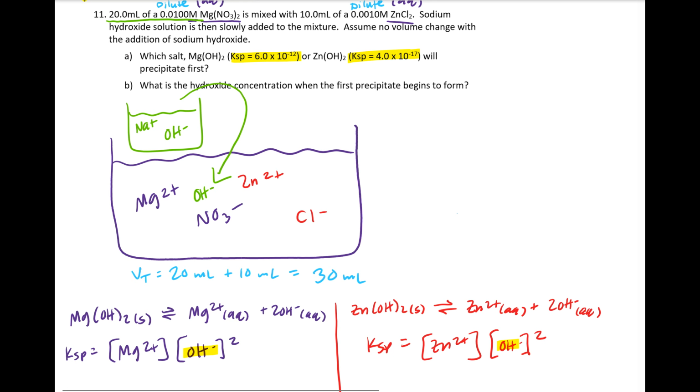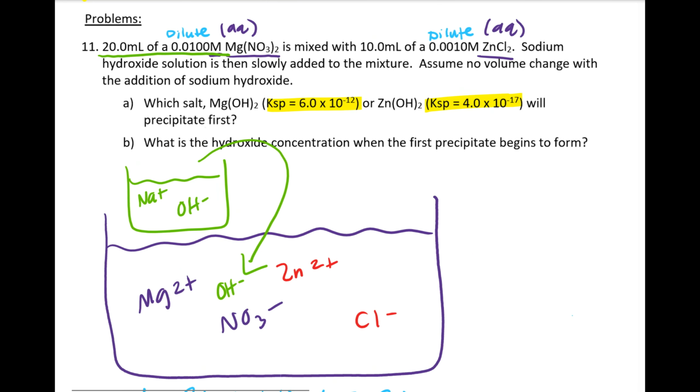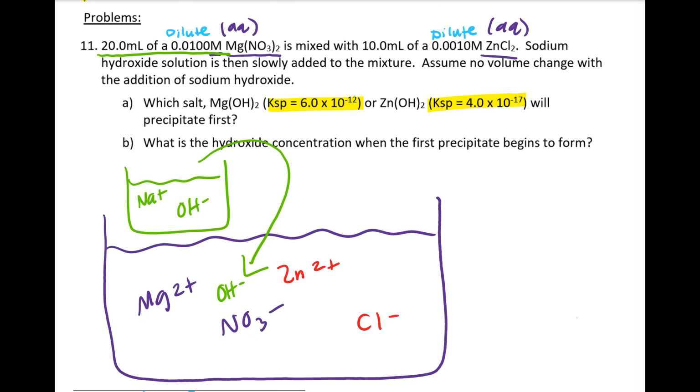But before I can plug the magnesium ion concentration into the KSP expression, I first have to calculate it, because if I look at the original problem, it originally was 0.01 molar when the volume was 20 mils.